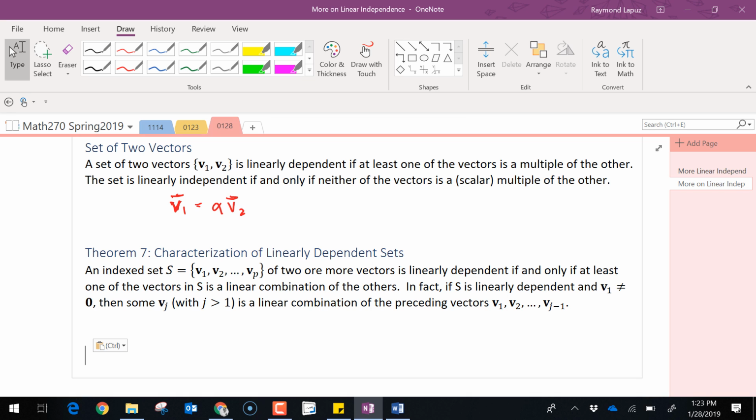An indexed set S that contains vectors v1 through vp, of two or more vectors, is linearly dependent if and only if at least one of the vectors in S is a linear combination of the others. In fact, if S is linearly dependent, the whole set, and v1 is not equal to the 0 vector, then there exists some vector later on, vj, that is a linear combination of the preceding vectors.